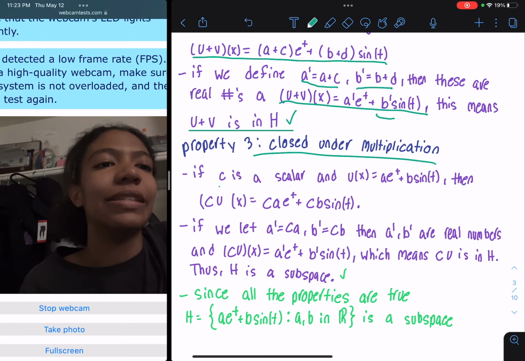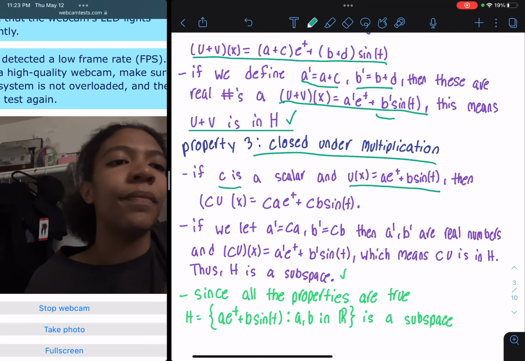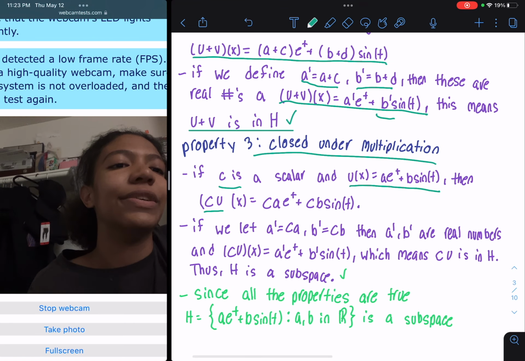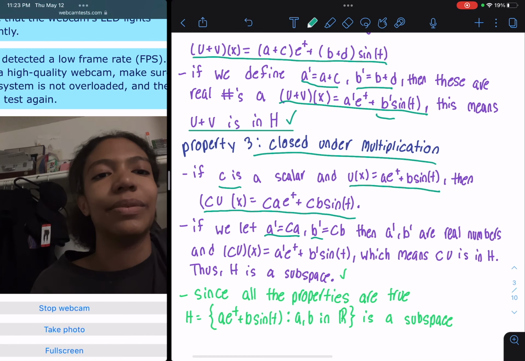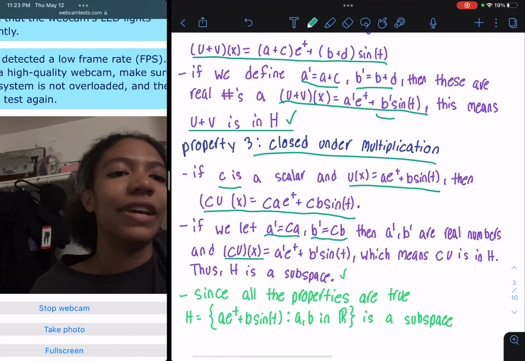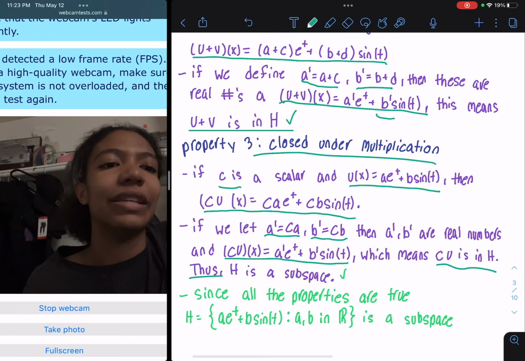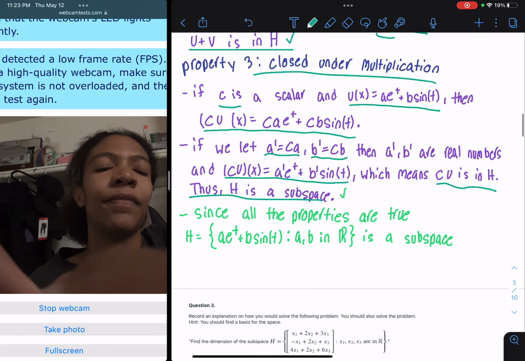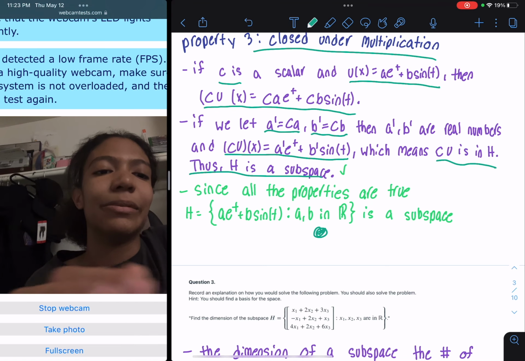So I said C is a scalar, and U is equal to this. So then CU of X equals this. I let A prime equal CA, B prime equals CB. So that means CU of X would equal this, which means that CU is in H, thus H is a subspace. All the properties were satisfied, so that means H is a subspace.